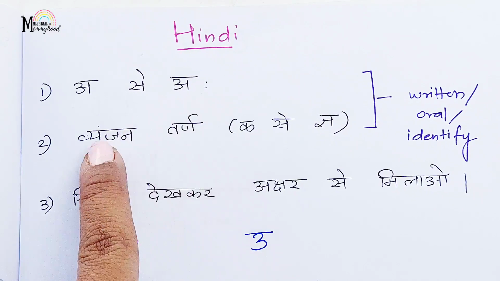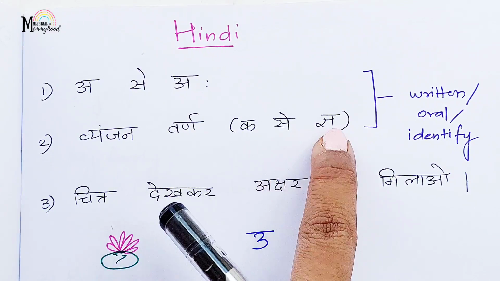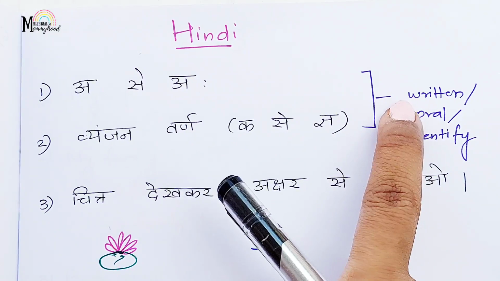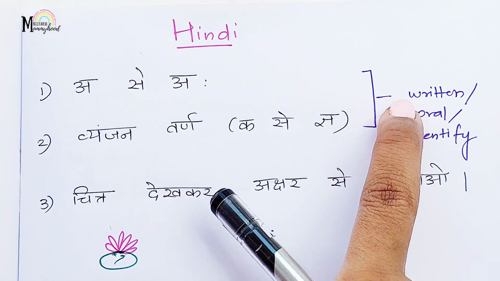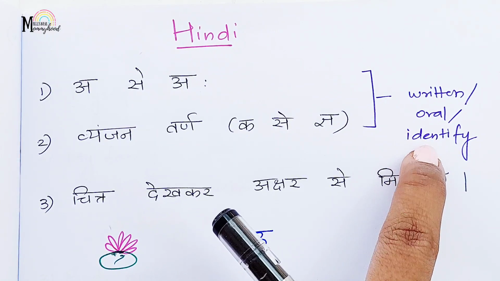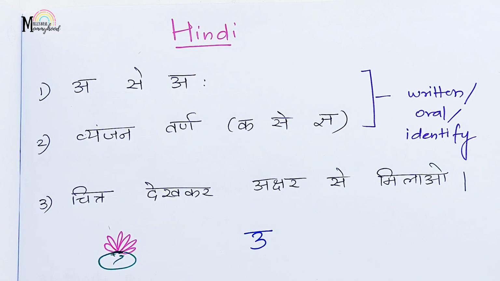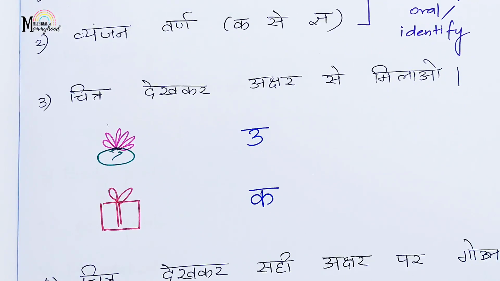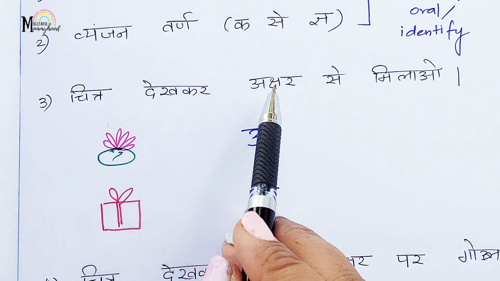Let's go to the next subject, that is Hindi. A se aha, Vyanjan Van, Ka se nya. So you have to learn to write, to orally say it out and to identify them. Writing is by tracing and then writing by themselves. Orally is by saying e and so on. Identifying is from a list of things they have to identify that particular letter.